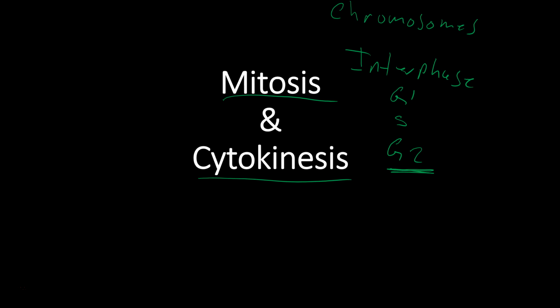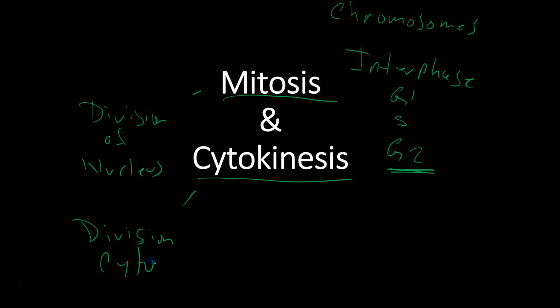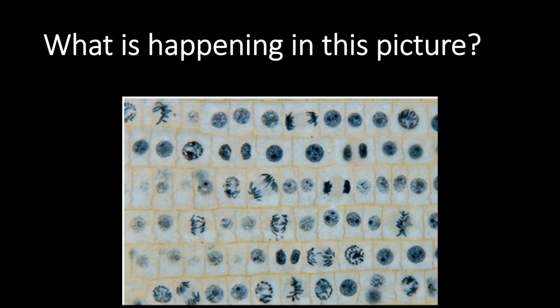Mitosis is division of the nucleus, while cytokinesis is division of basically everything else, division of the cytoplasm. Okay? So before we get into these two processes, I want to show you this picture. And I want you guys to think, what is actually occurring between these different cells?